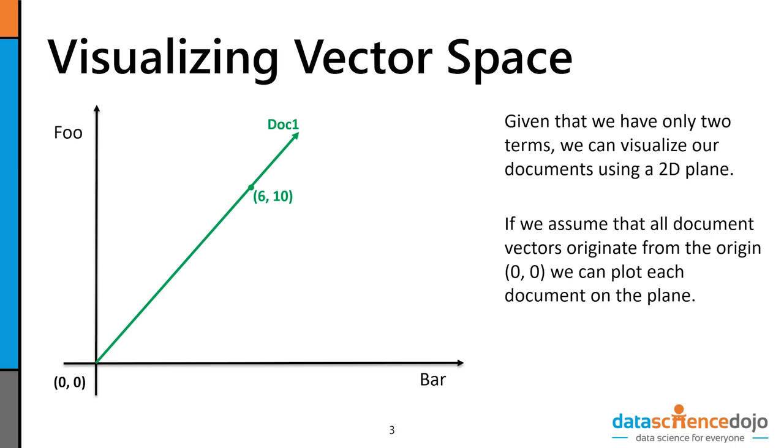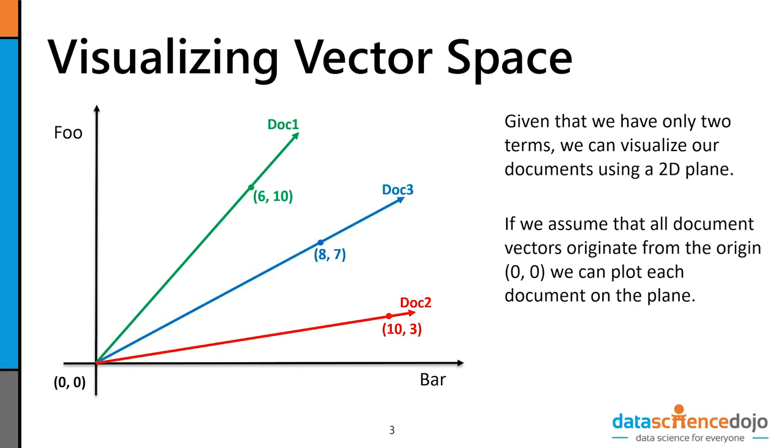Pretty simple. Document number two had 10 bar and 3 foo. Once again, we can create a vector. And the last document, same idea, create a vector. This is super awesome. This gives us a lot of power.